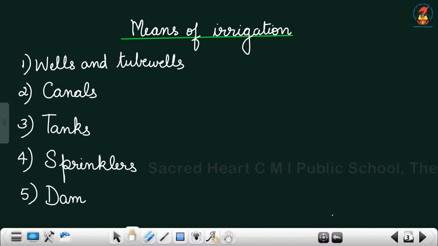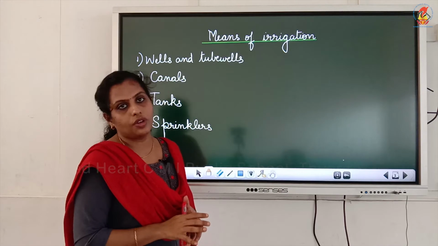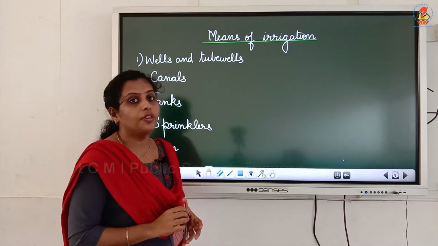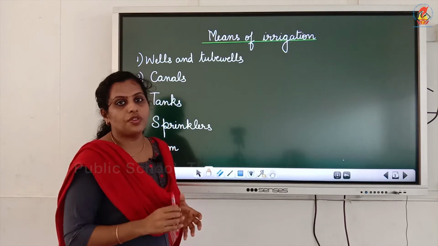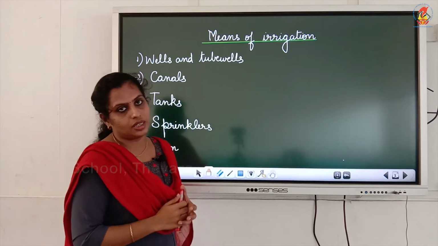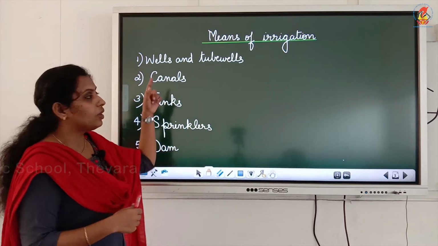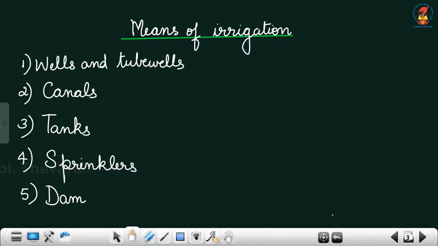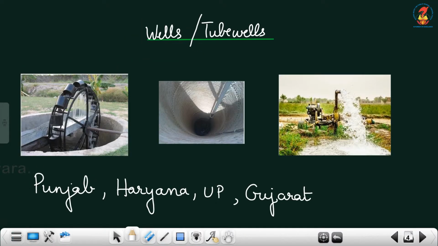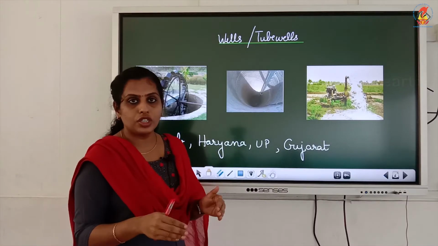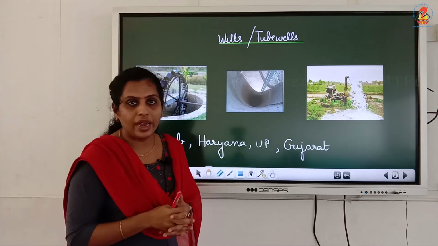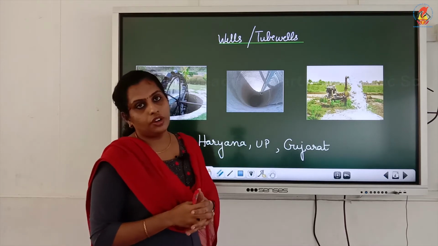Means of irrigation, we learn that how the timely supply of water to the field is given. What are the different means through which irrigation facility is available for us. Right? So let's see the first one. The first one was wells and tube wells. You know that in villages, people draw water from the wells. They take water from the wells.